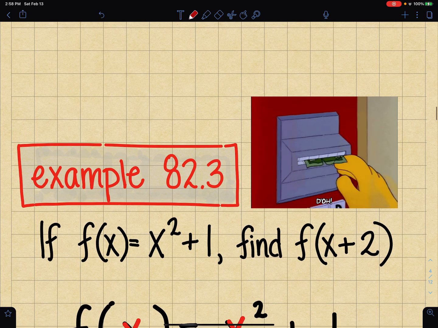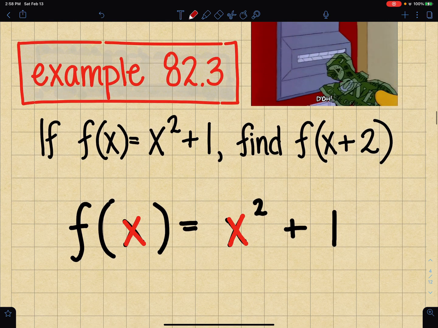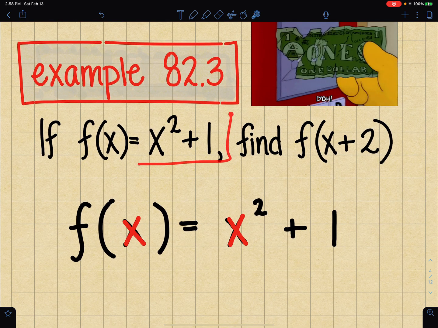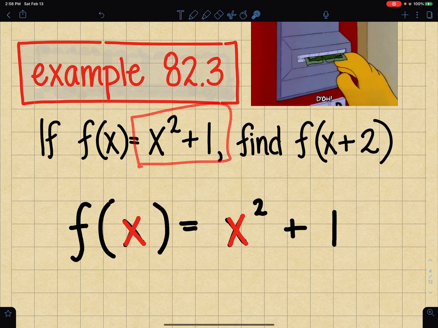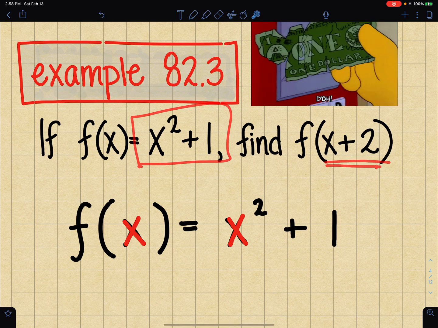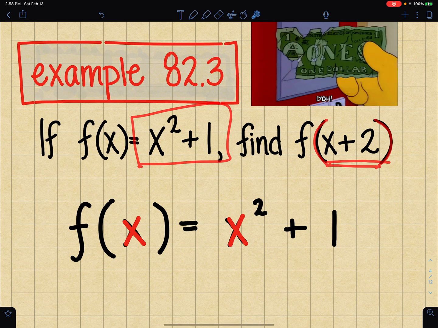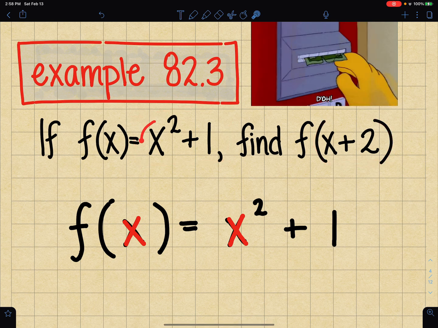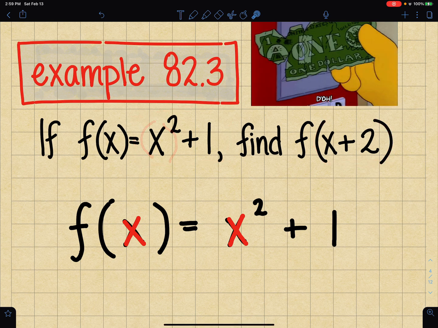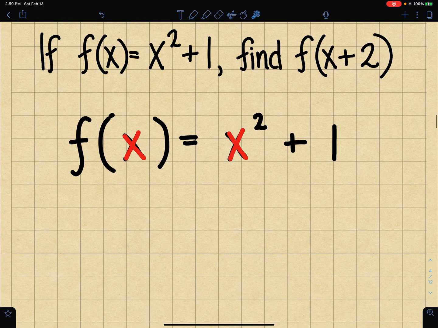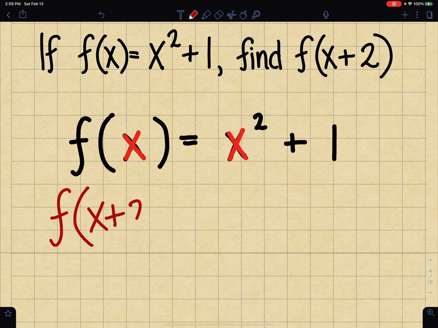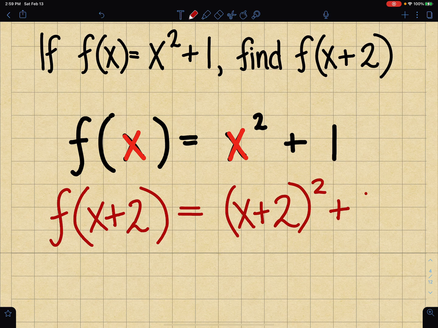Okay, example 82.3. We're going to find the function of x if this is our machine, x squared plus 1. Find the function of x plus 2. So this is all in parentheses, so that whole thing that's inside the parentheses is going to have to fit there where the x is, which is fine. We can do that. Okay, here we go. So f of x plus 2, this is just telling you this is what I'm getting out of the vending machine, is x plus 2, the whole quantity squared, plus 1.